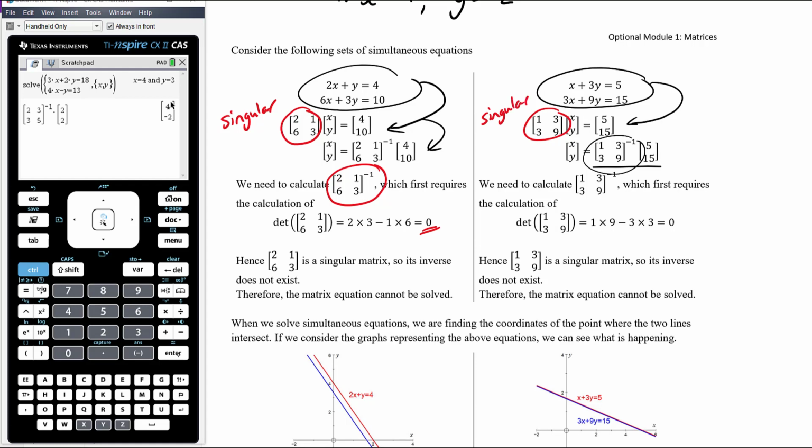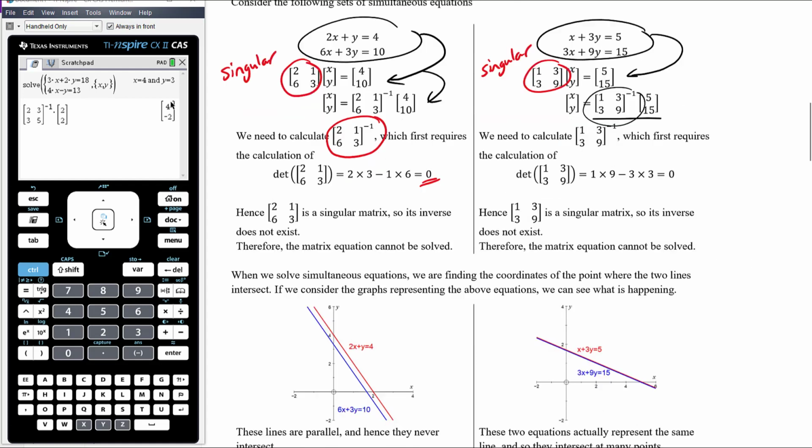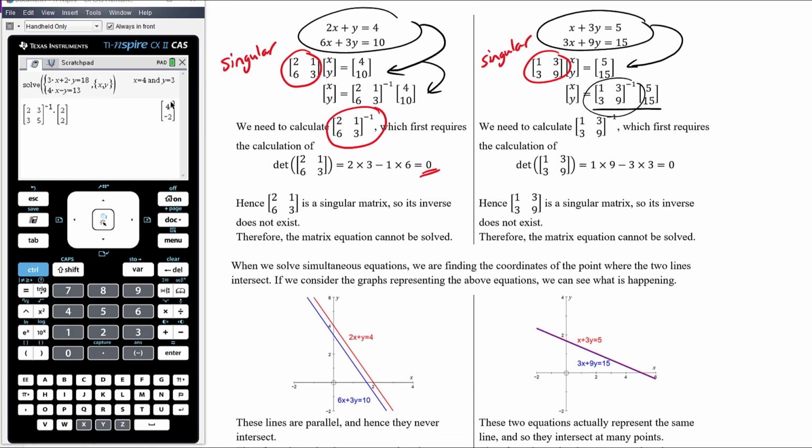And so we can't solve the matrix equation. If we look graphically at what's happening here, what we're actually seeing is these are actually the same line. If you draw x plus 3y equals 5 and 3x plus 9y equals 15, they're actually the same line. That's because if I take this whole equation and multiply it by 3, I get this equation. So they're exactly the same equation. So there's not just one point of intersection there, there's infinitely many points of intersection.